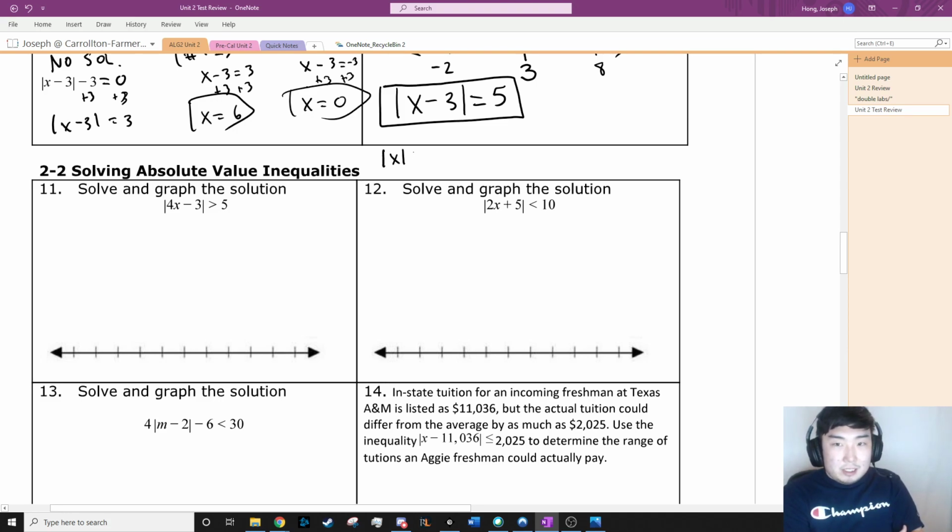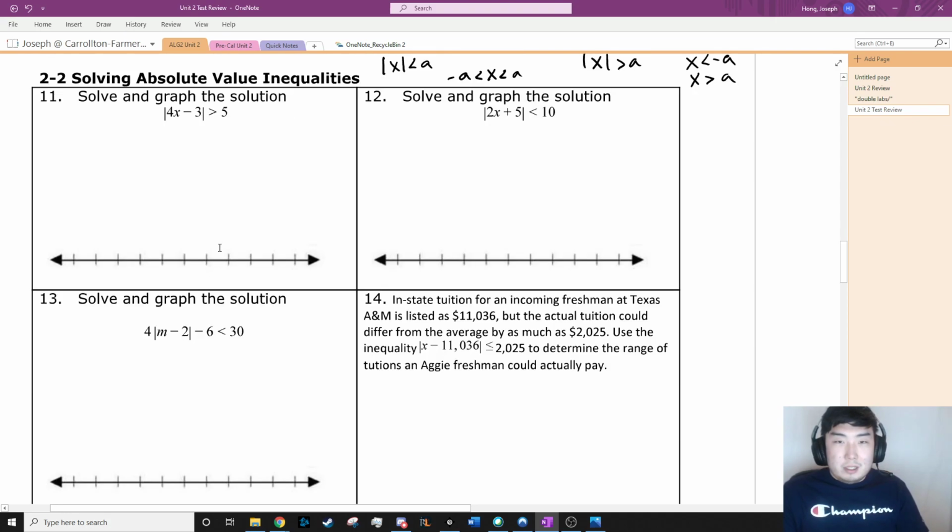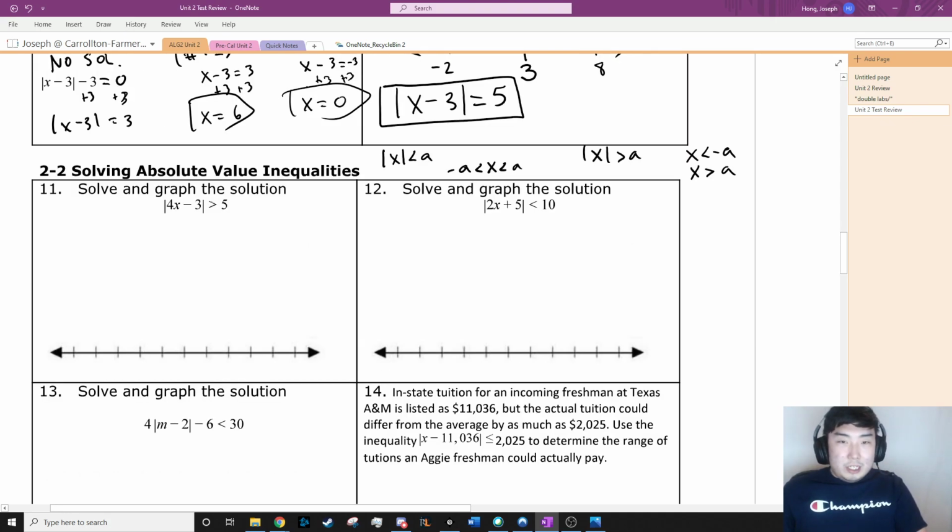The absolute value of x is less than a. We do it like this. Negative a is less than x is less than a. And when the absolute value of x is greater than a, it is x is less than negative a, and x is greater than positive a. So in this question, this inequality is facing towards our absolute value.